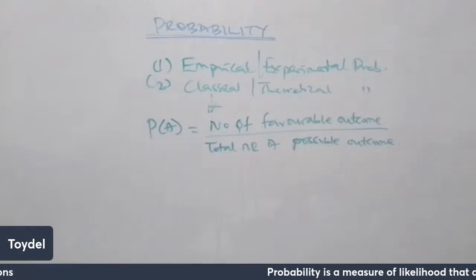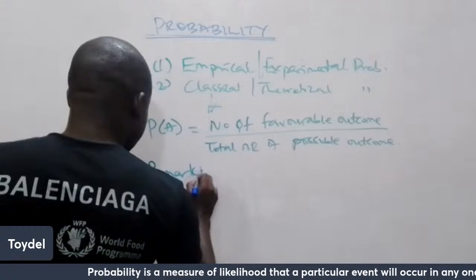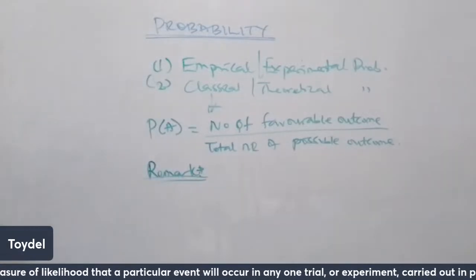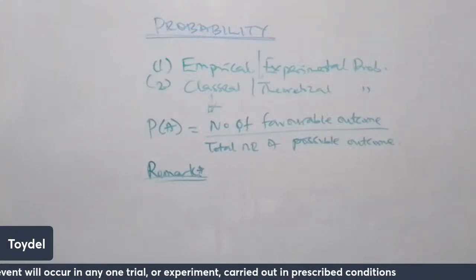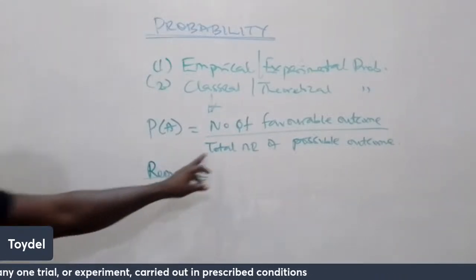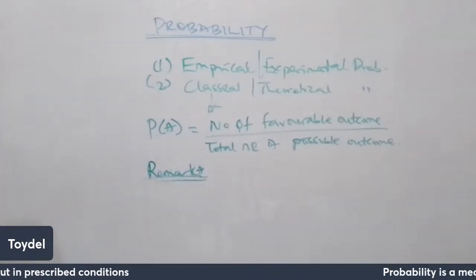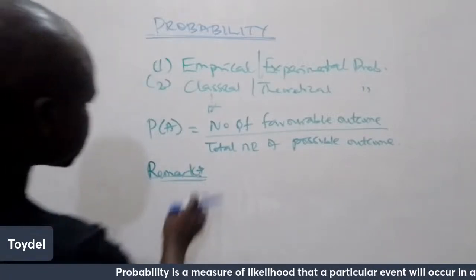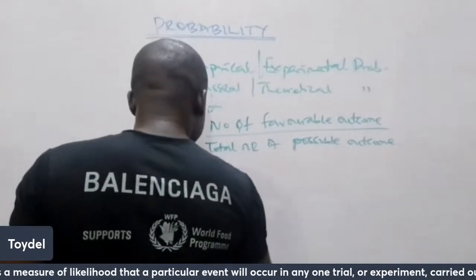So, remark. Let's briefly take this remark before we continue. Remark simply means what we should take cognizance of. The total number of possible outcomes under classical probability can be classified into equiprobable events and non-equiprobable events.